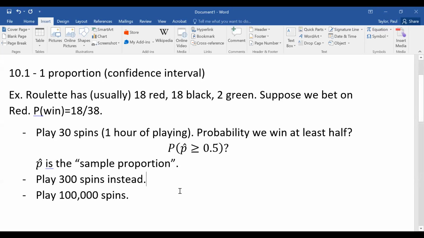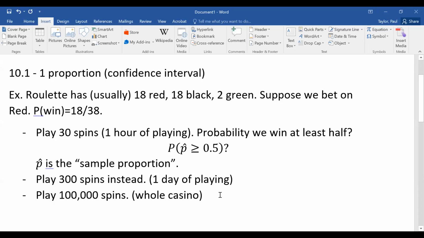My idea for playing 300 spins is, let's say instead of playing for 1 hour, that's maybe how much you play if you played all day. So that's 10 times. I figured that that's 10 hours. That's quite a marathon. And 100,000 spins, I imagine that's the whole casino, how many times they play. So like all of the players for that whole day combined, I just estimated that as 100,000 spins.